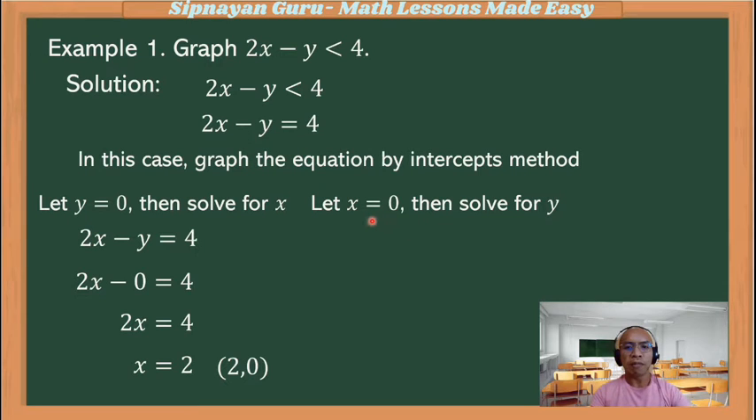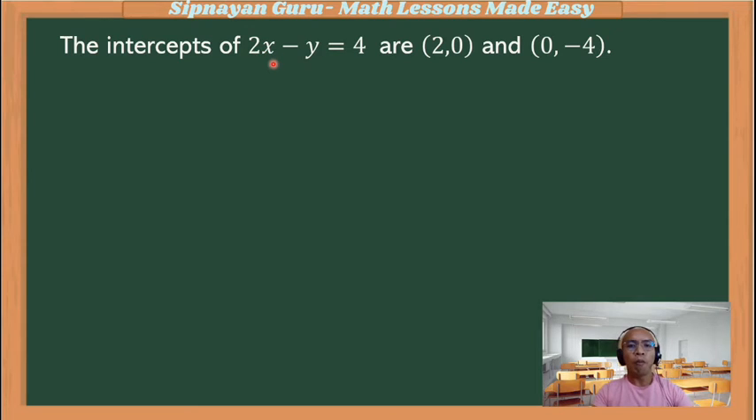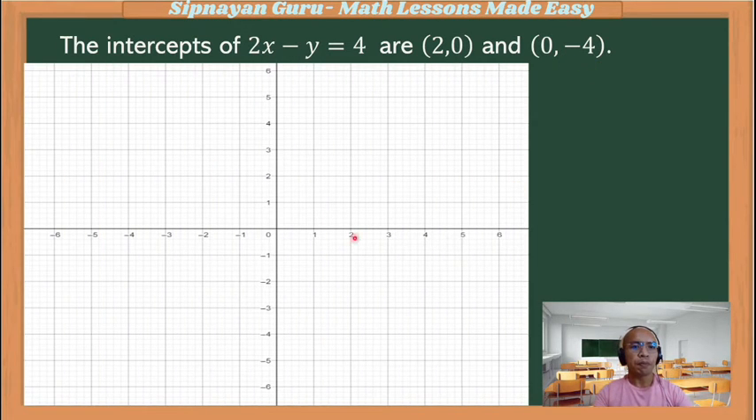Solve for the y-intercept. Let x be equal to 0. Substitute. So, 2 times 0 minus y, this would be negative y is equal to 4. The coefficient is negative 1, so divide both sides by negative 1. Our y is negative 4. This gives us the coordinate of the y-intercept, which is (0, -4). So, the intercepts of the line 2x minus y equals 4 are the points (2, 0) and (0, -4). If we have this Cartesian plane, locate first the x-intercept (2, 0) and the y-intercept (0, -4). So, it could be here.